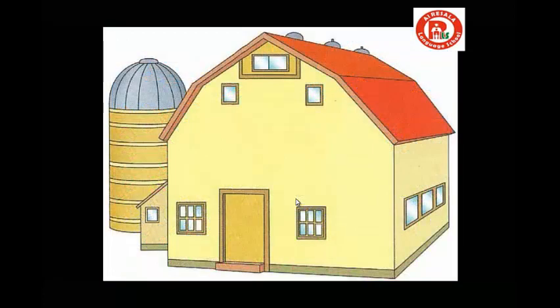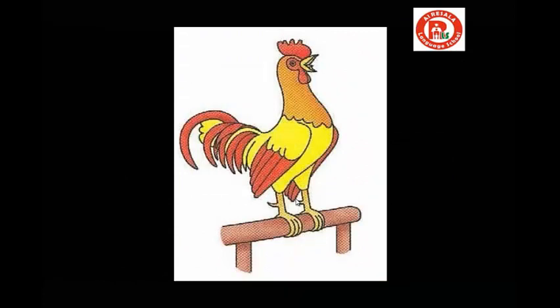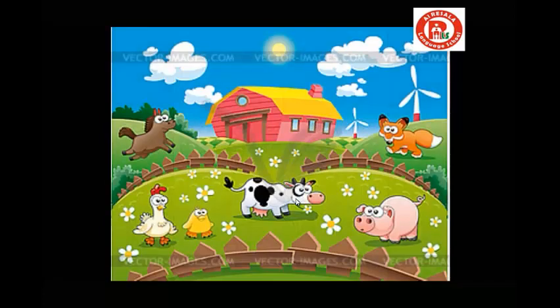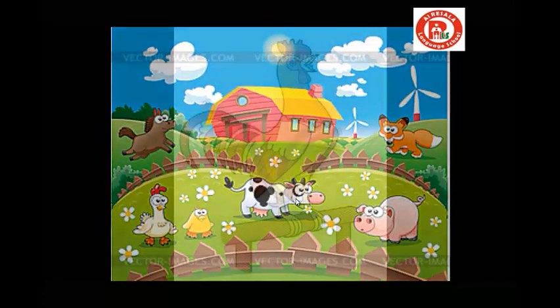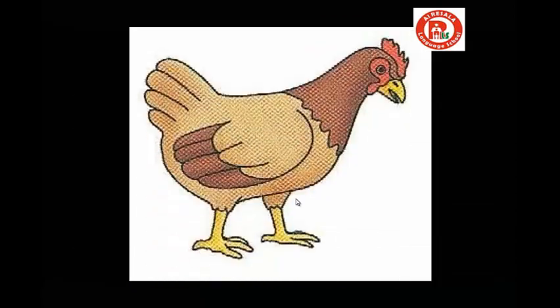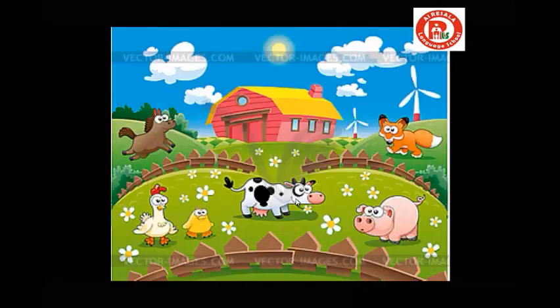There's a barn in the middle of a field, and in that barn you'll find a rooster. Look at the rooster. What does he do? He flies around down on the farm. There's a barn in the middle of a field, and in that barn you'll find a rooster, a horse, a sheep, a hen, a cow, and they all live down on the farm.